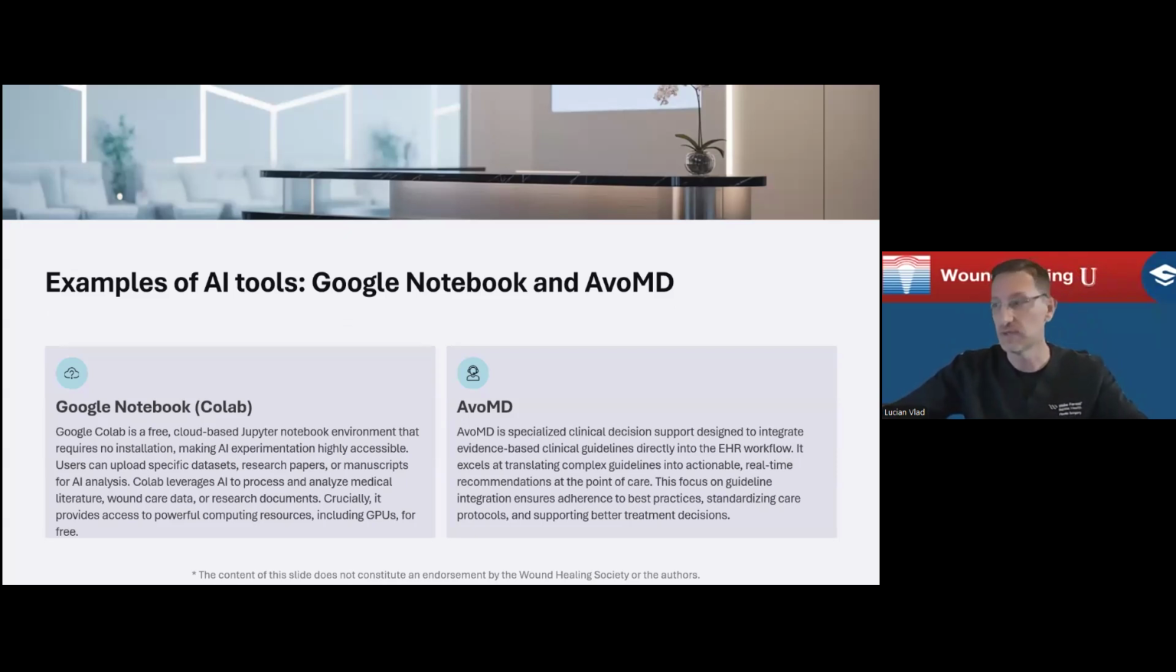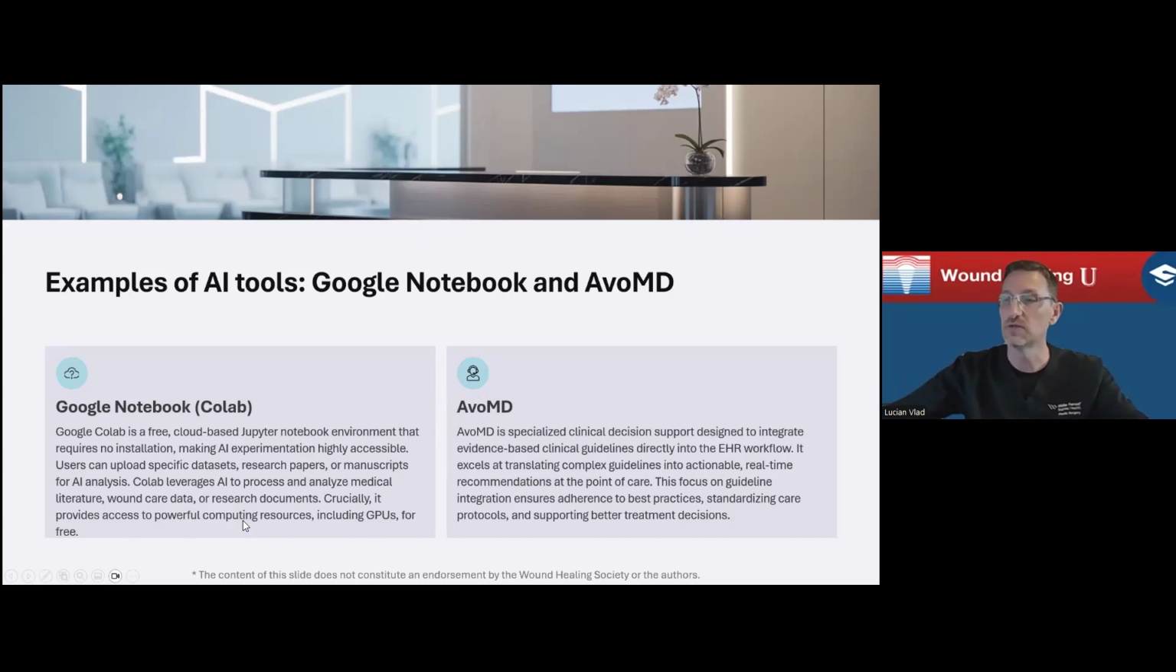For example, AVO AMD. This is an AI tool that is a language model. It has a significant amount of clinical guidelines, and you can go there and ask it to help you read and make sense of the clinical guidelines, or you can put a clinical case scenario in. I have a 47-year-old with a diabetic foot ulcer located on the plantar surface, and what should I do? And it tells you, check your arterial studies, consider offloading, make sure that sugar is controlled. So it gives you this recommendation based on the guidelines.